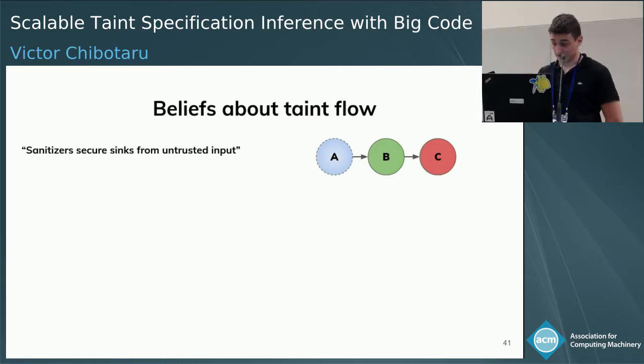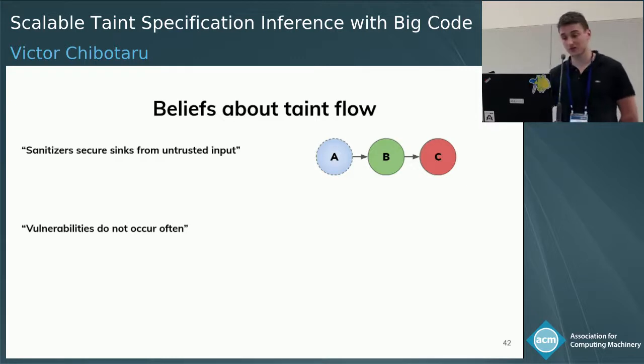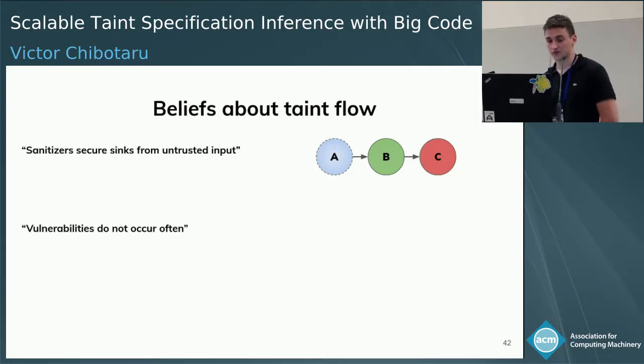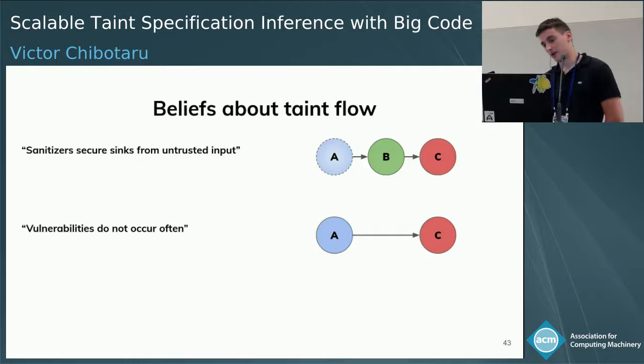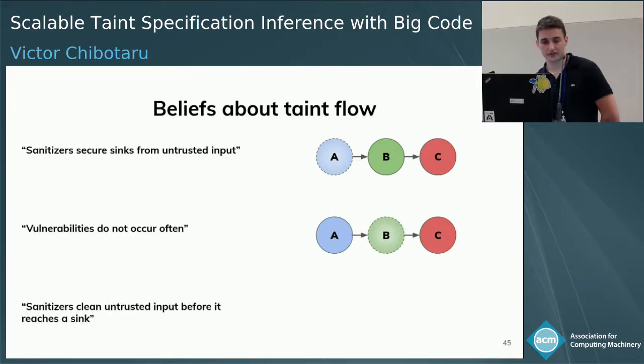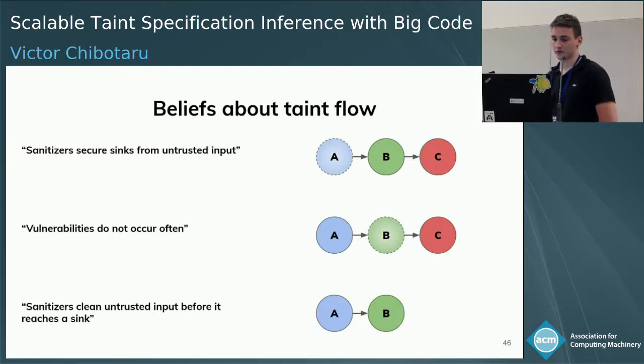The second one says that vulnerabilities do not occur often. This means that basically most of the paths in the program are sanitized. So whenever we see a source flowing into a sink, there's a very good chance that in between them there's a sanitizer. And the third belief is basically a mirrored version of the first one. It says that whenever we see a source that flows into a sanitizer, most probably the sanitizer is used to protect some sink. So there should also be a sink somewhere in the program.